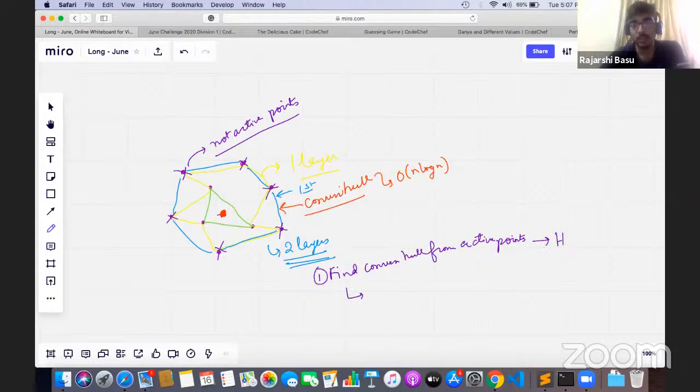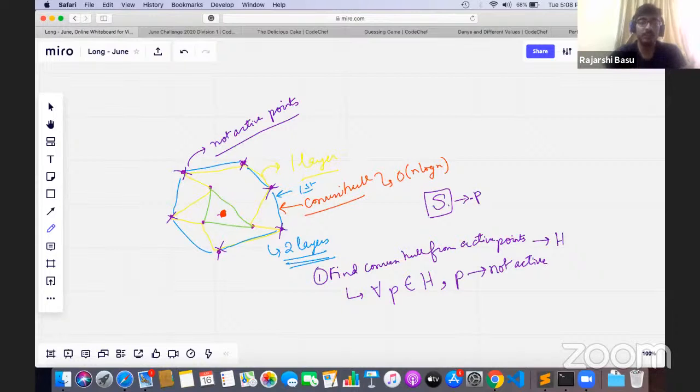And then for all P that belongs to H, P becomes not active. Right? Not active, inactive, whatever. So basically you had this big set S of active points. Once you put something in the hull, you subtract P from here. And then again keep on finding the hulls.